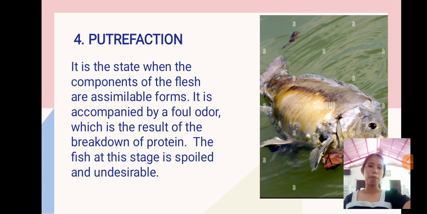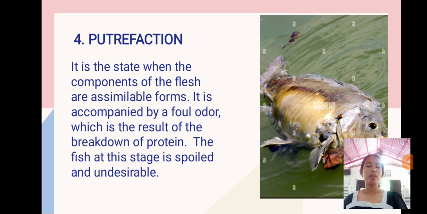And then, we are now down to our last, which is putrefaction. Putrefaction is the state when the components of the flesh are in assimilable forms. It is accompanied by a foul odor, which is the result of the breakdown of protein. The fish at this stage is spoiled and undesirable. Just like when we are at sea, for example, we see a dead fish, and the skin has separated from the stomach, and its odor is no longer pleasant, right? And that is the result of the breakdown of the protein.